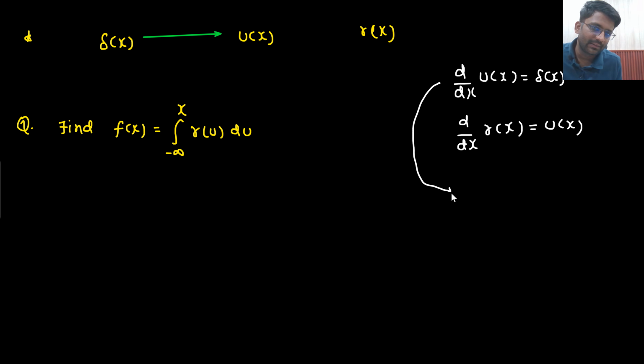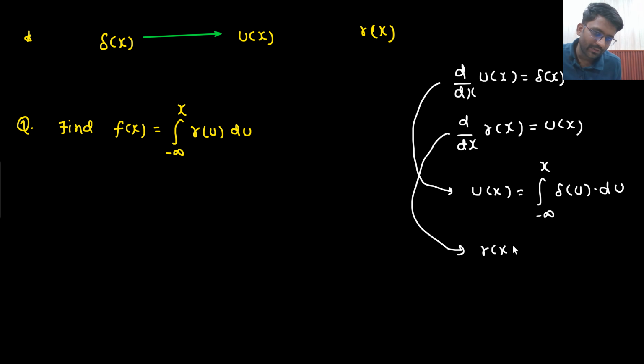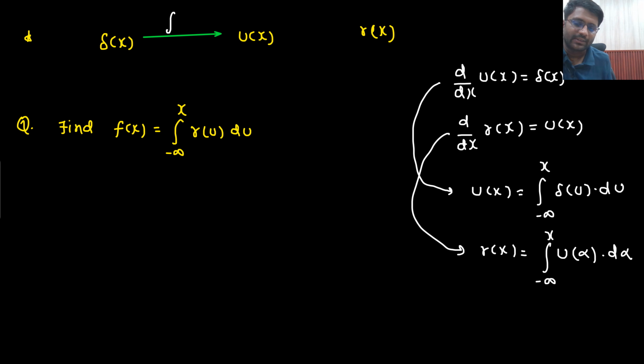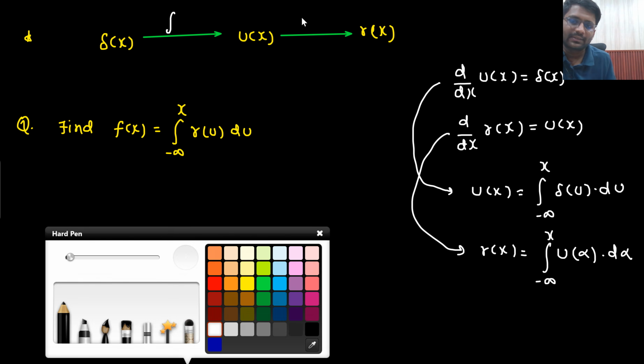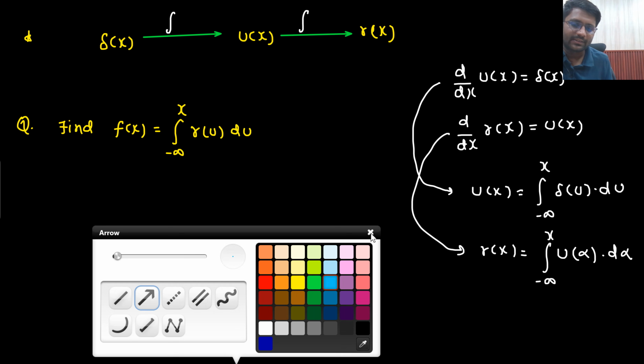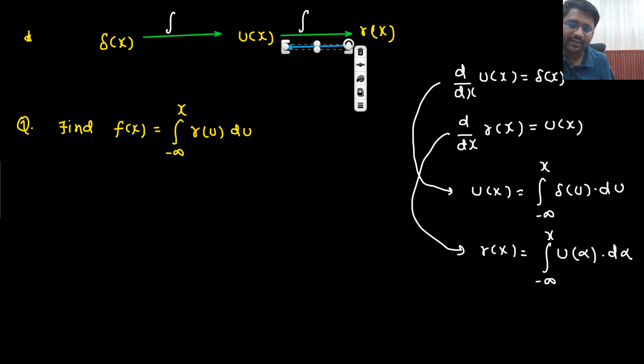From here, if I see, ux will be equals to integral from minus infinity to x of delta of u du. And r of x will be equals to integral from minus infinity to x of u of alpha d alpha. I just need to introduce another variable, no? Understandable? So what you understood? If I integrate delta x, I will get ux. And if I integrate ux, I will get rx. And if I differentiate rx, then I will get ux.